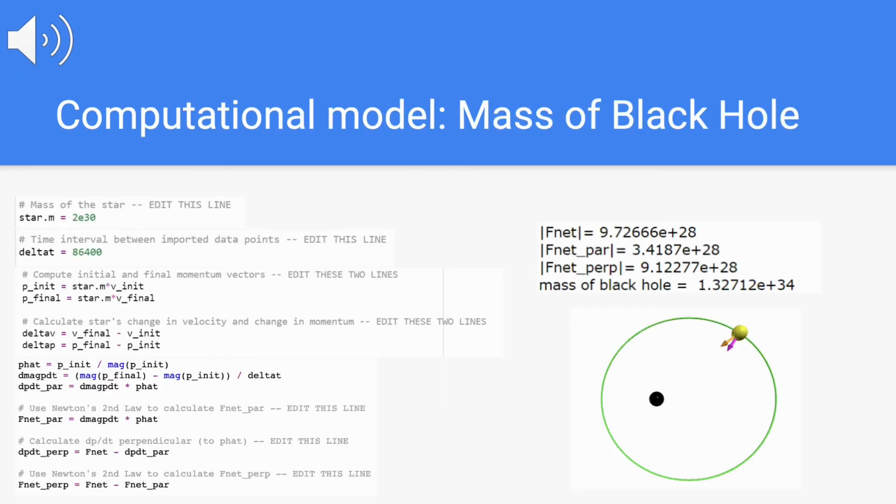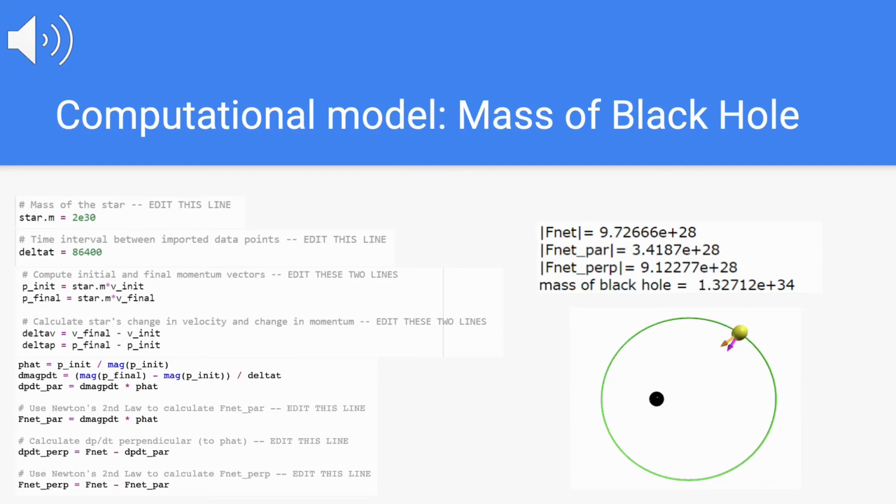Computational model to predict the mass of the black hole. The mass of the star was set to 2 × 10^30 kg. Delta t was set to 86,400 seconds, which is the number of seconds in one day. I then used xval and yval to calculate the v initial and v final, which are then further used to calculate initial momentum and final momentum vectors.